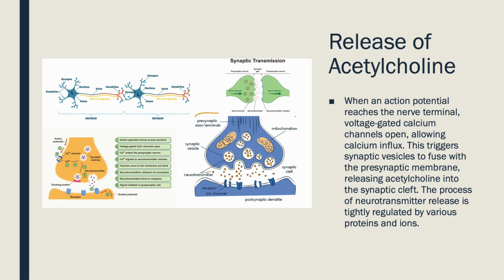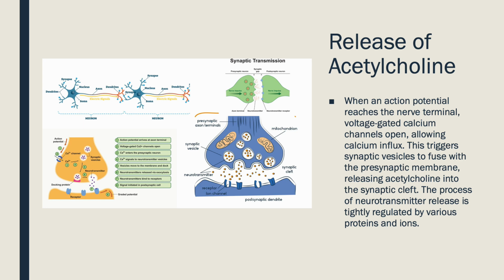The release of acetylcholine is highly regulated, and it begins with that action potential arriving at the presynaptic terminal of the motor neuron. This action potential opens voltage-gated calcium channels, and calcium will enter into the neuron. This influx triggers the synaptic vesicles, which contain acetylcholine, to fuse with the presynaptic membrane, and this is facilitated by those SNARE proteins, which ensure that the vesicle membrane merges with the presynaptic membrane, and this releases acetylcholine into the synaptic cleft.